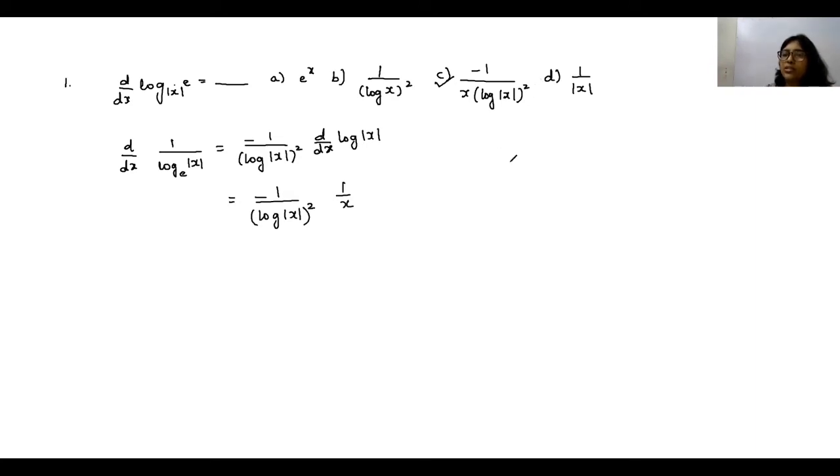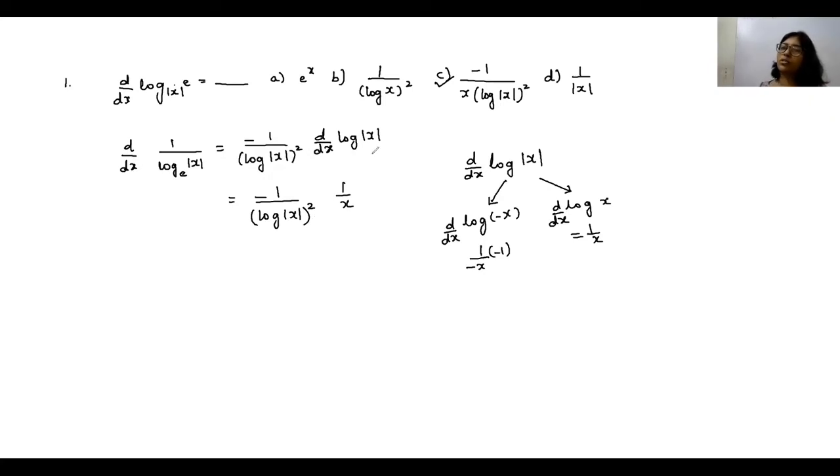Now log modulus x, actually when we differentiated it over here using the chain rule, we had taken two ways, that is either it is negative or it is positive, because modulus x means negative or positive, two cases. So when we take the derivative of this, then it becomes 1 upon minus x, and the derivative of minus x, that is minus 1, gives 1 by x, and this is obviously 1 by x. So in either case we get 1 by x. That's why we can write directly that the derivative of log modulus x is 1 upon x.